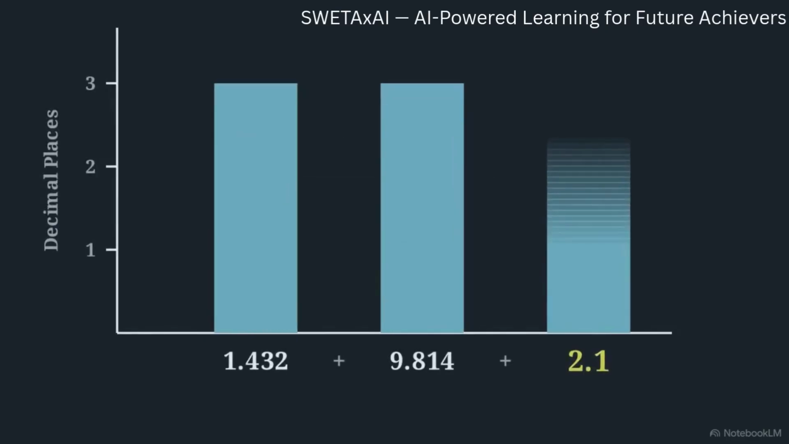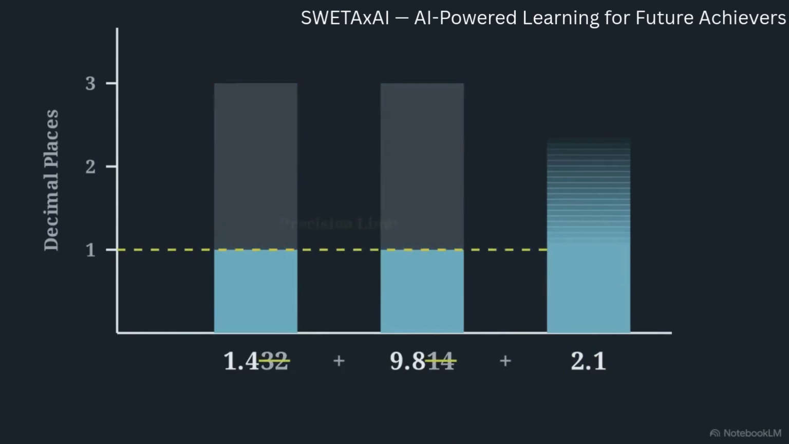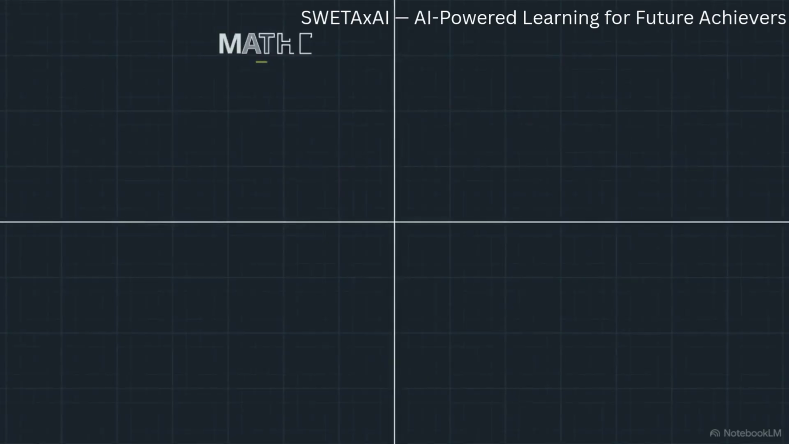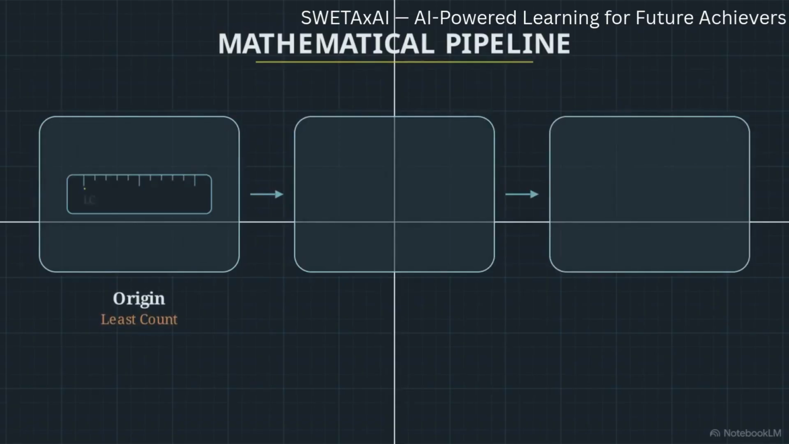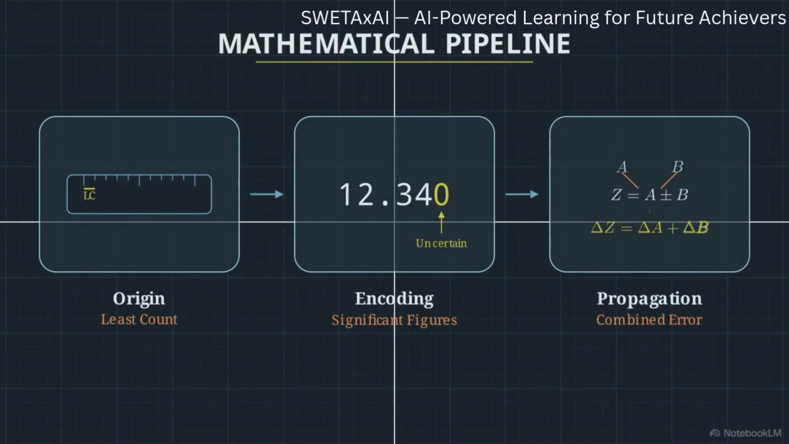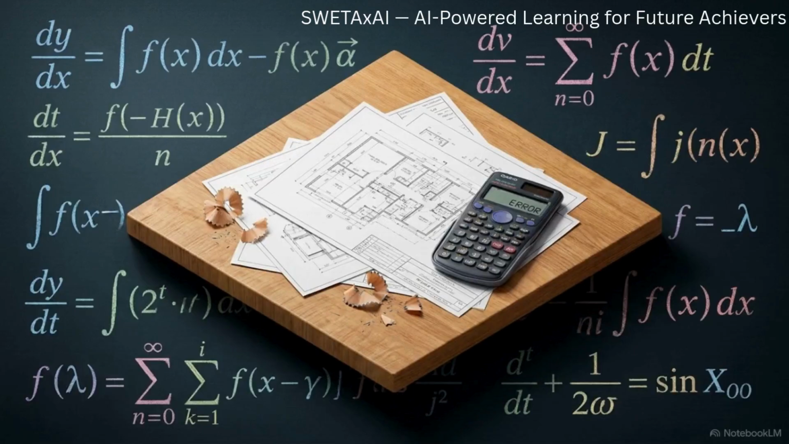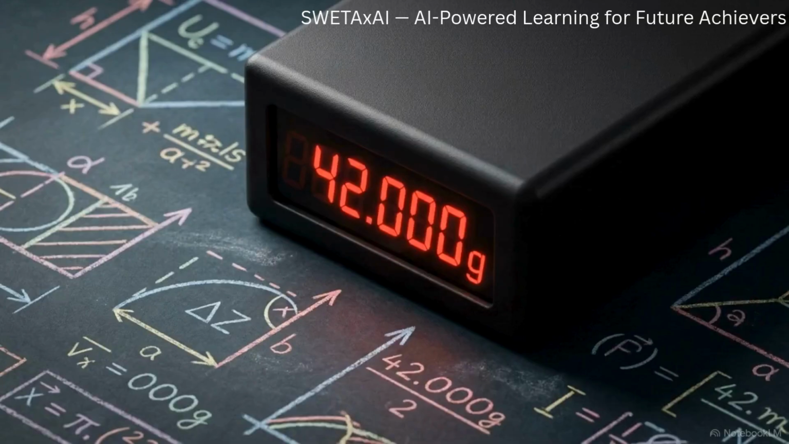This brings us to a foundational law of measurement. An equation's final output can never claim more precision than its weakest, least precise input. To enforce this properly, we need a framework. We will construct a mathematical pipeline that tracks how uncertainty originates at the mechanical limits of a physical tool, gets encoded into our data, and ultimately propagates through complex equations. Mastering this exact sequence is a strict requirement for advanced competitive physics and engineering problem-solving.